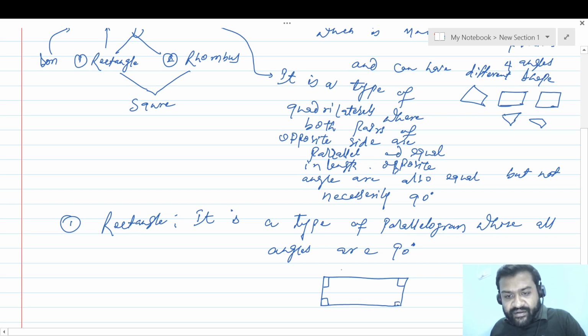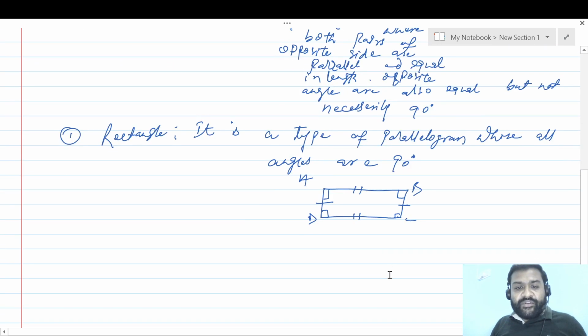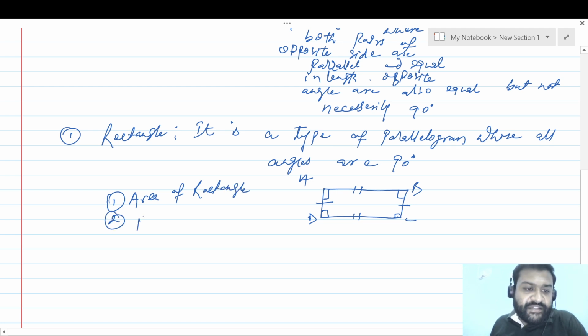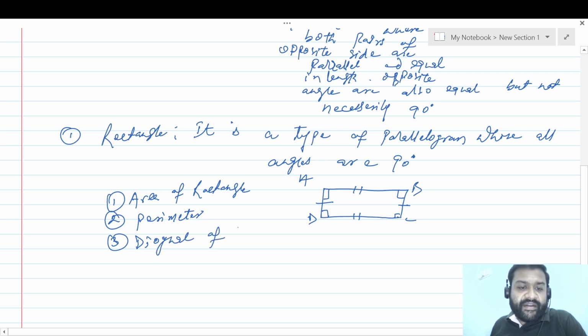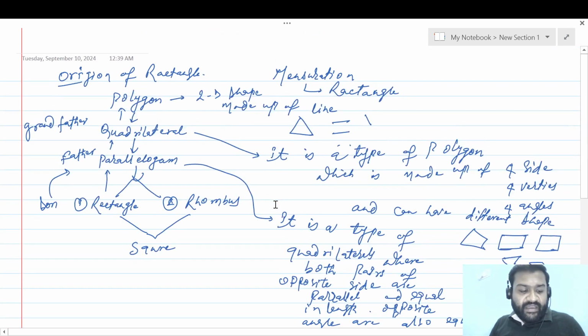In a rectangle, what we have to remember is that this line and this line will be equal, and this line and this line will be equal. Just mark it as A, B, C, and D. This is our rectangle. Now in this we'll cover the area of a rectangle, second we'll cover the perimeter, and third we'll cover the diagonal of a rectangle.